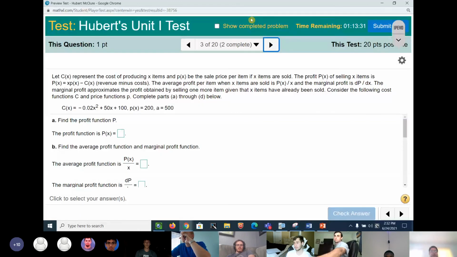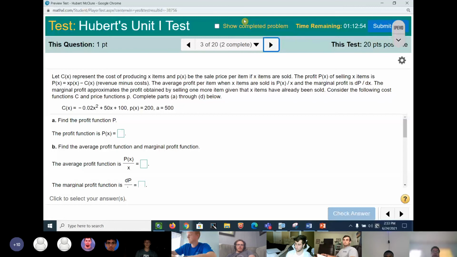All right, now I went over one of these. How do you find the average cost? Somebody tell me. That you divide by x. Okay, so I'm going to do that right quick for you. C of x is equal to negative 0.02 x squared plus 50x plus 100, and P of x is equal to 200.